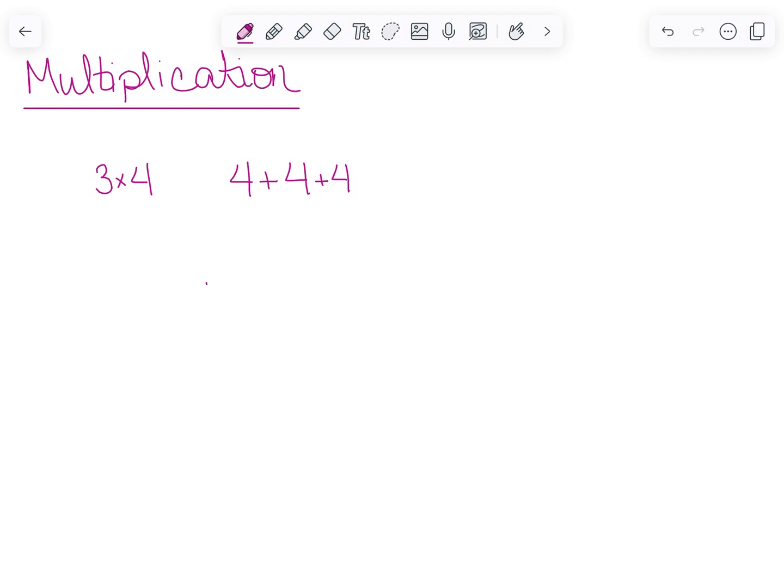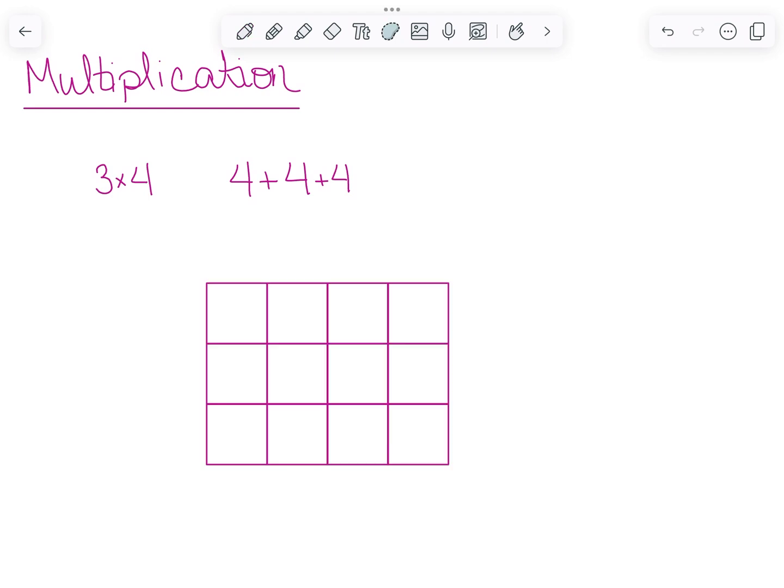Another way is to think of it using rectangular arrays. In this case, 3 times 4 would mean we need to build a rectangle with 3 rows and 4 columns, such as this one here. And in this case, we can then count the number of smaller squares inside of this array to see that the result would be 12.